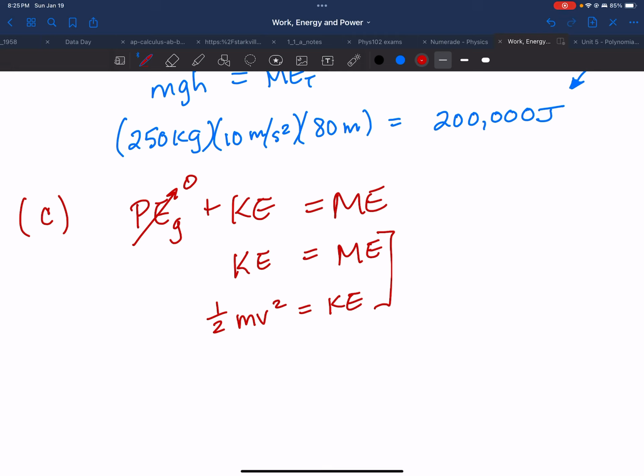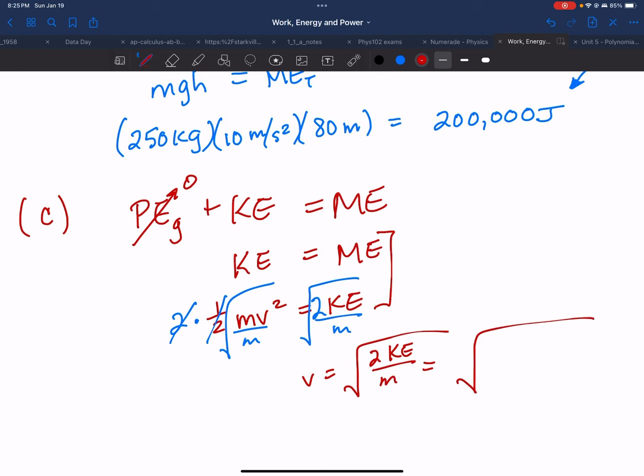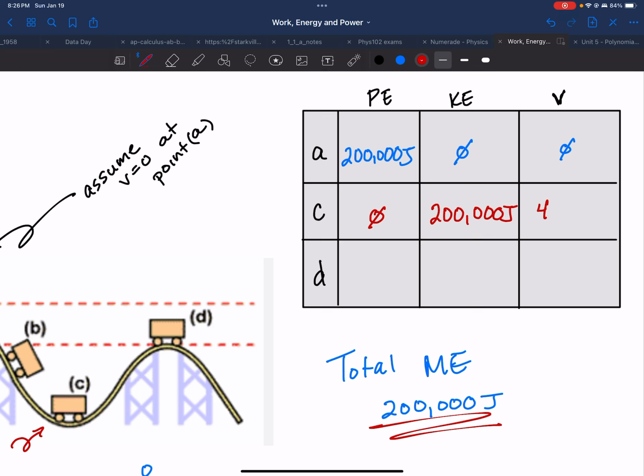To get our velocity, I have to multiply both sides by 2, and that knocks this out. Then I divide by m, and then I take the square root to get rid of the square. So V is equal to the square root of 2 times my kinetic energy over the mass, which is the square root of 2 times 200,000, because all my energy is in the form of kinetic energy, over 250 kilograms. Once I take the square root of everything, my velocity is a whopping 40 meters per second. So I'm going to stick that up in our chart. 40 meters per second.